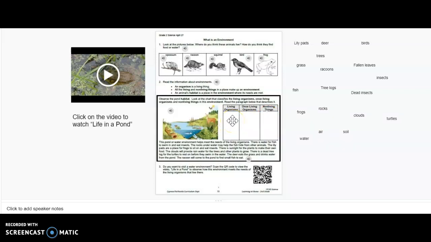First column is labeled living organisms. So which one of these would be a living organism? The middle column wants you to label once living organisms. Once living organisms are organisms that used to be alive but are now dead. Non-living things, that would be like your rocks, your soil, your water, and your air. Okay. Complete all parts of this page.